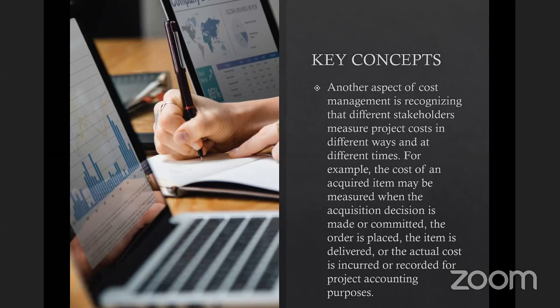Now, another aspect of cost management is recognizing that different stakeholders measure project costs in different ways and at different times. So, for example, the cost of an acquired item may be measured when the acquisition decision is made or committed, the order is placed, the item is delivered, or the actual cost is incurred or recorded for project accounting purposes. So, bearing that in mind, if this is not taken into consideration properly, different stakeholders will have a different understanding of project cost management.